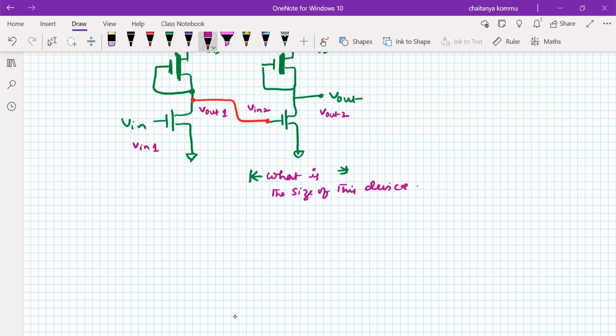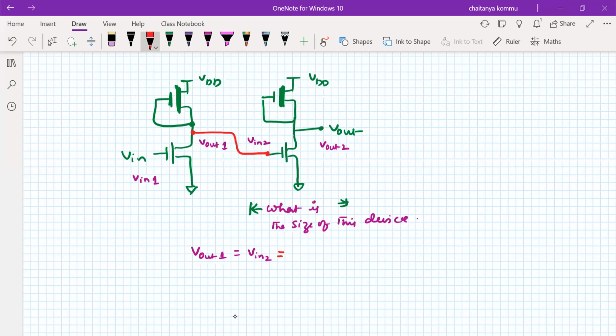So as we know, Vout1 is equal to VIN2. Agreed? Because of the connection, something like this. This is the voltage at which both the transistors are on. When both the transistors of this device are on, for example, N1, N2, this is called N3, N4. If N3 and N4 should be on, what is the condition? Both the transistors must be on.